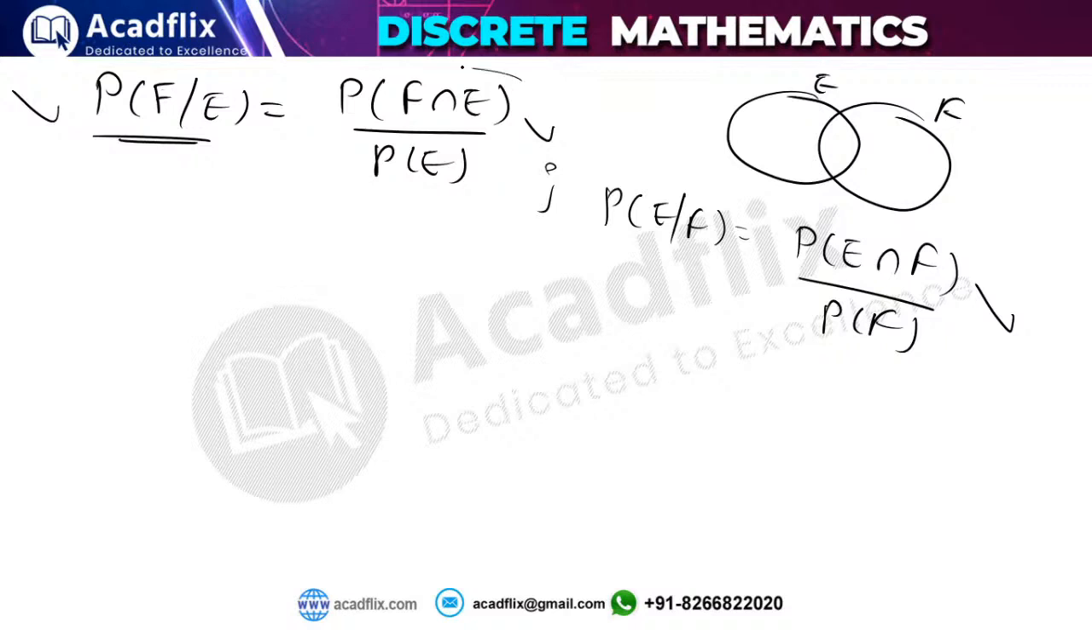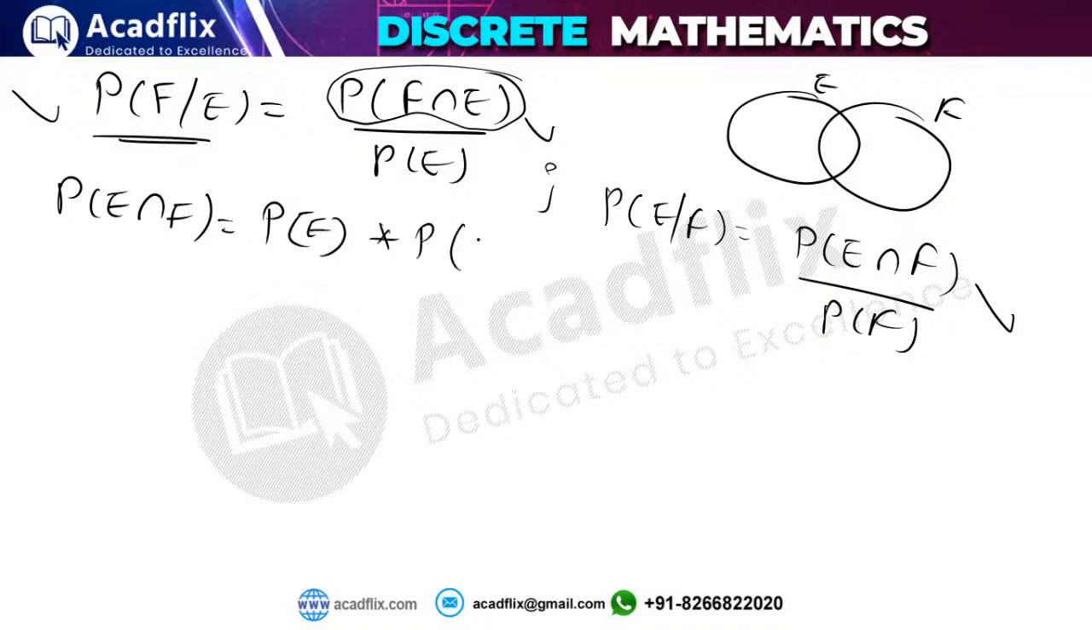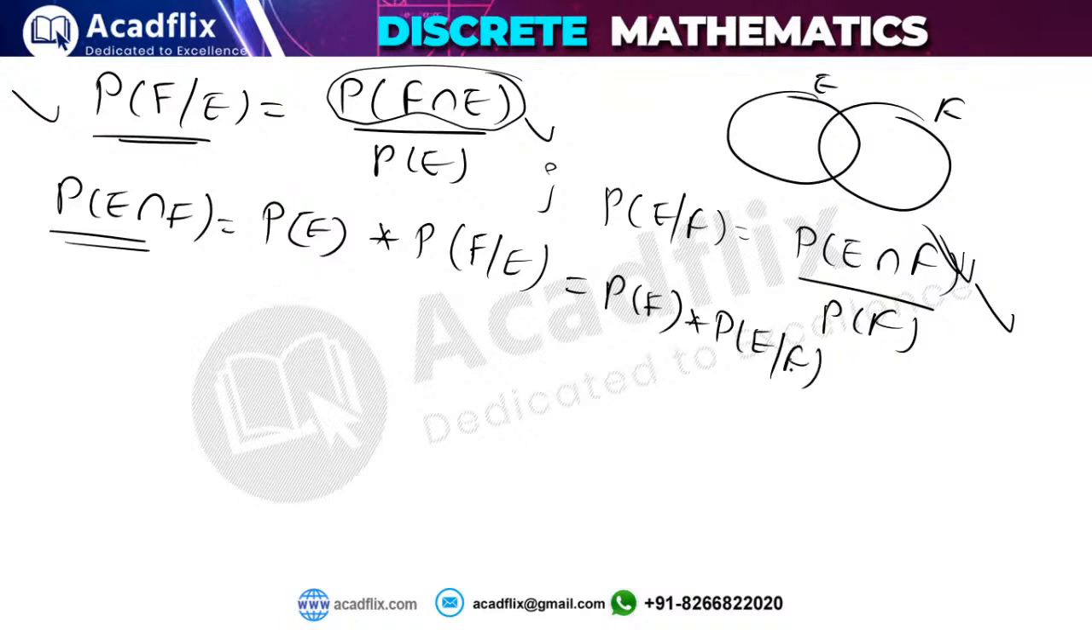From this you can find F intersection E, or you can say E intersection F, because both are same. So this will be probability of E multiplied by probability of F given E. And probability of E intersection F will also be probability of F multiplied by probability of E given F. So these two things are same.